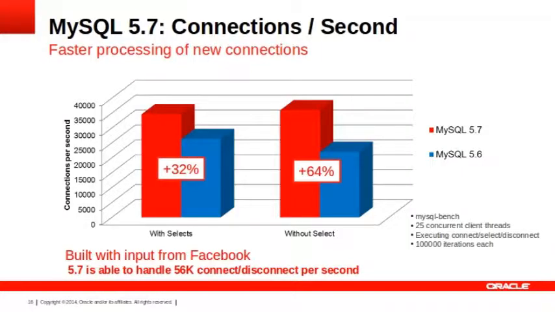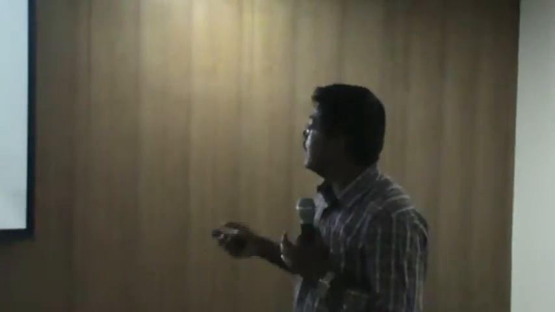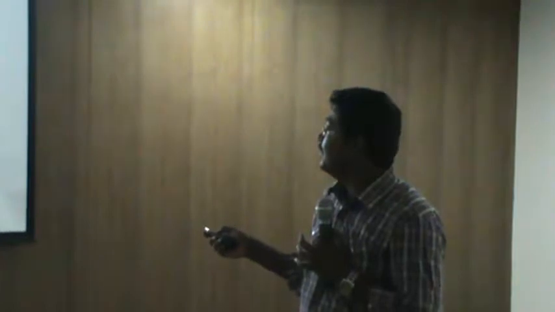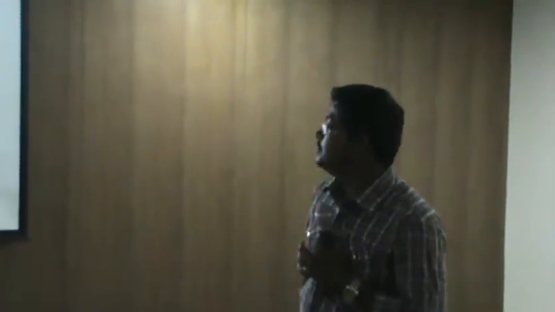So basically, what this graph shows is with select and without select. With select means connect, do some select, disconnect, basically a point select kind of thing. The other is just simple connect and disconnect. It shows how frequently a connection disconnect can happen, and that it's 64% higher than the older 5.6 releases. So it's a huge thing.